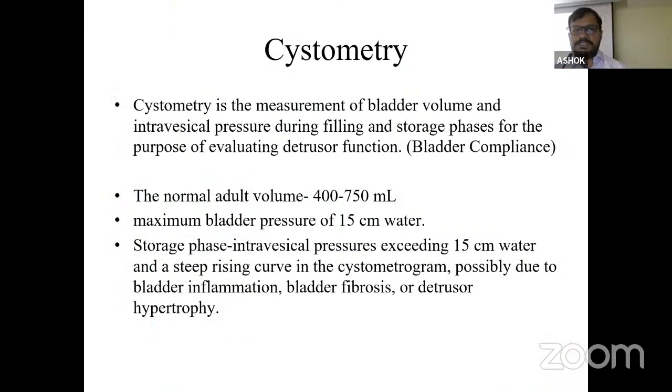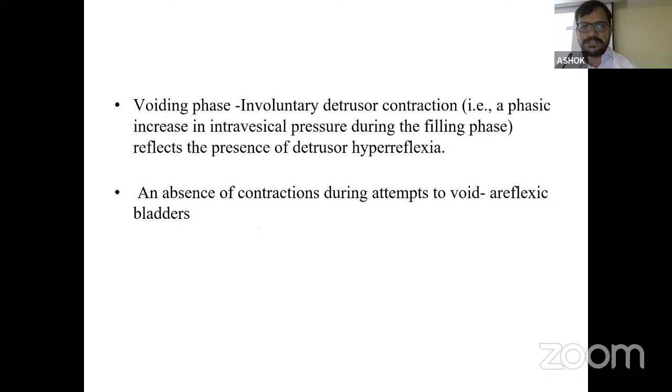Cystometry. Cystometry is the measurement of bladder volume and intravesical pressure during the filling and storage phase for the purpose of evaluating detrusor function. Normal adult volume is 400 to 750 ml, with maximum bladder pressure of 15 cm water. Storage phase intravesical pressure exceeding 15 cm of water and a steeply rising curve in cystometrogram are possibly due to bladder inflammation, fibrosis, or detrusor hypertrophy.